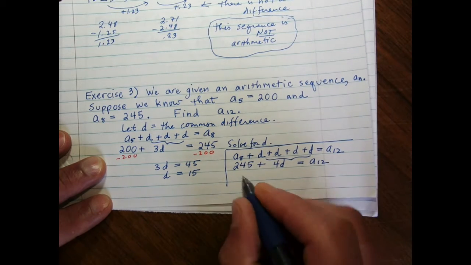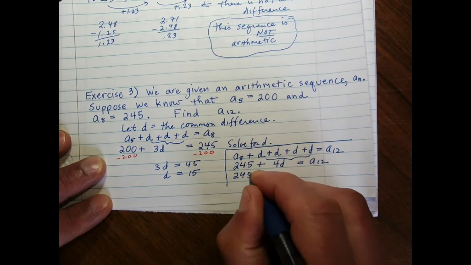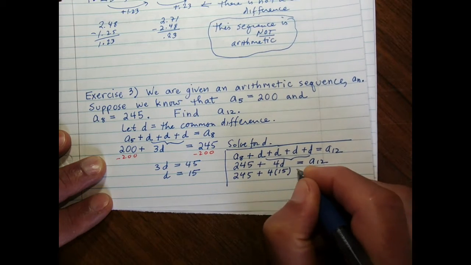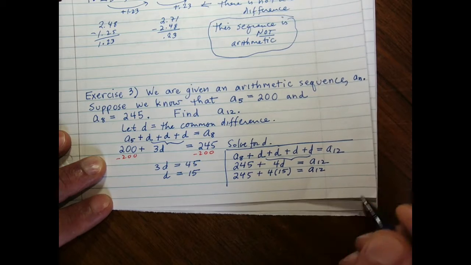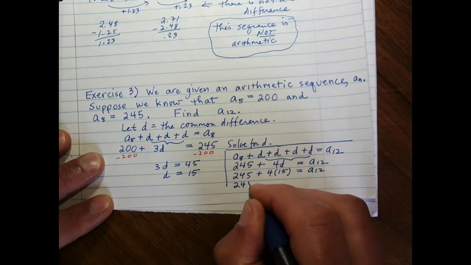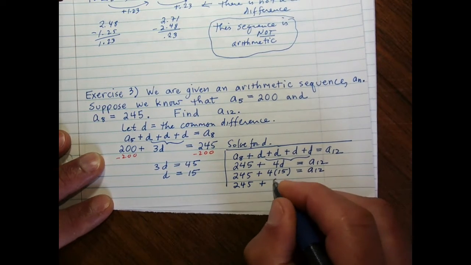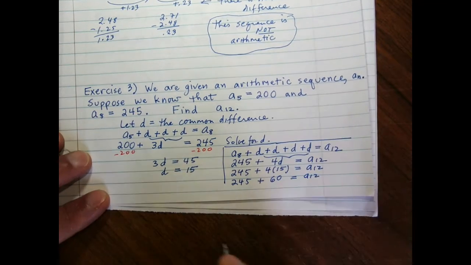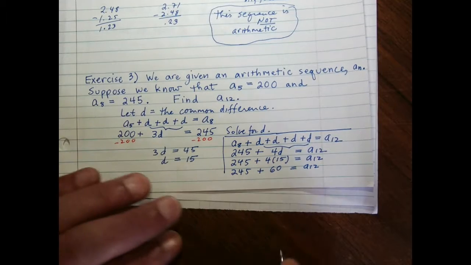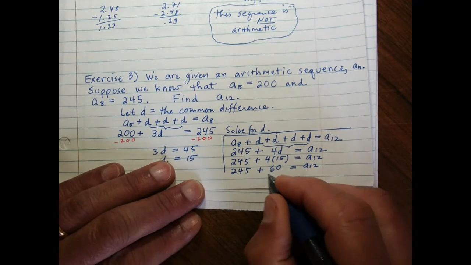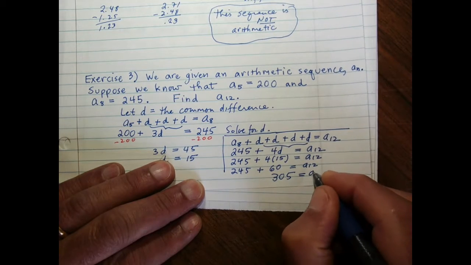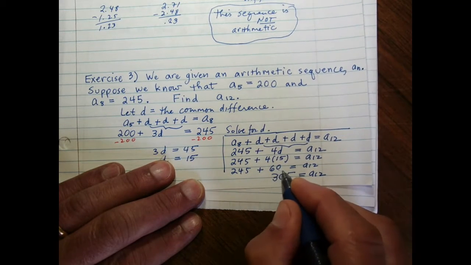But we know what D is now. So 245 plus 4 times 15 is a sub 12. That's 245 plus 60. So what I get is, what is that? 305. 305 is a sub 12. That's what we wanted to find. We just wanted to find out what that 12th term was.